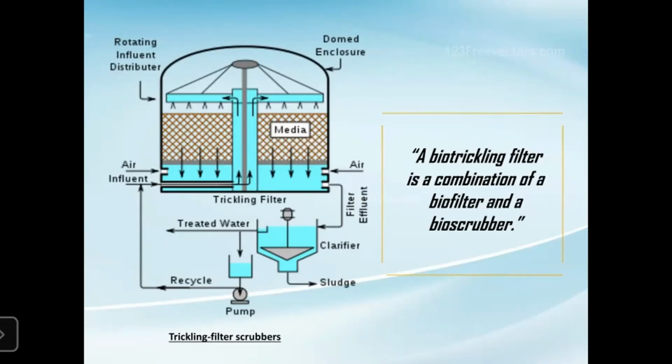The carrier material is constantly covered with water. This means that water must be uniformly sprayed over the packing. The polluting components are absorbed in the liquid film and are decomposed by the bacteria. As we can see, the rotating influent distributor is present and a domed enclosure is also found here. The air inlet is there, from where the air influent enters, and the air is also pressed from the opposite side. Thus, a trickling filter can be called a mixture of a biofilter and a bioscrubber.